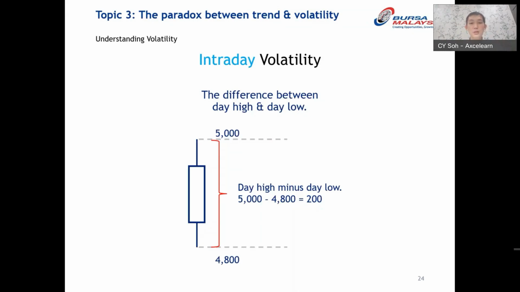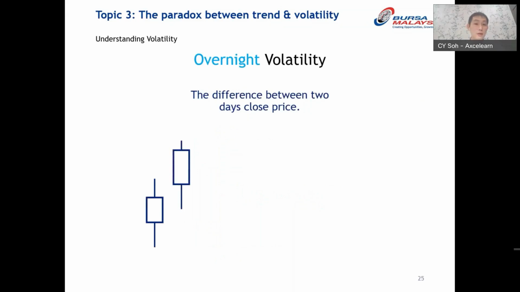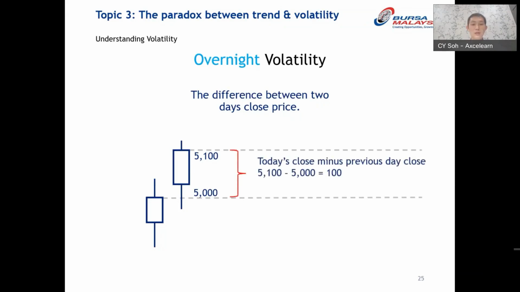So this is the general intraday volatility that we are looking at. And next would be the overnight volatility, which is actually the difference between two days' closing prices. Let's say you have a trading day yesterday, and today you also have a trading day. Now what we want to take is the difference between the two days' closing prices. Today's closing price is 5,100, and yesterday's closing price is 5,000. So here we can see that the difference is only 100 points of volatility.